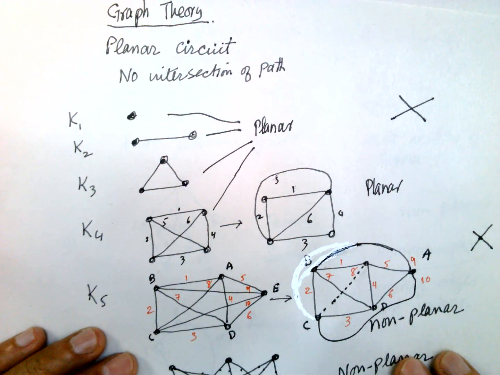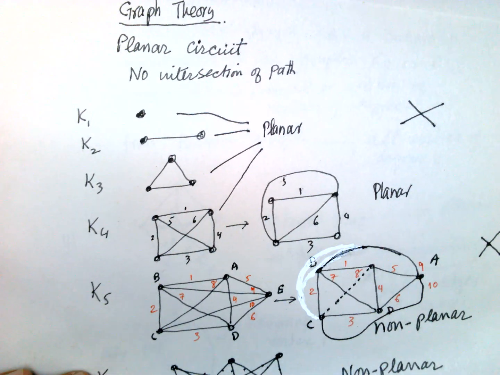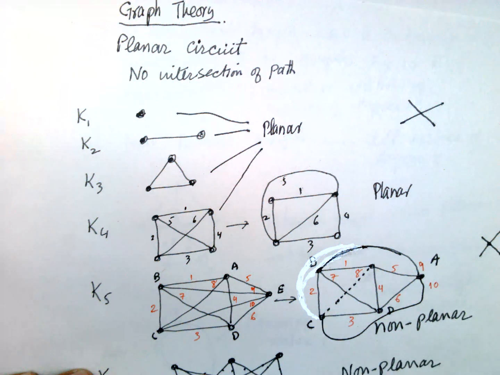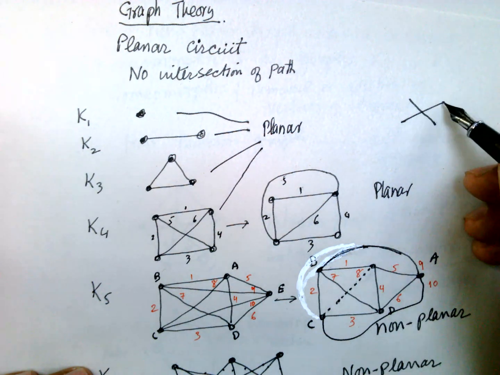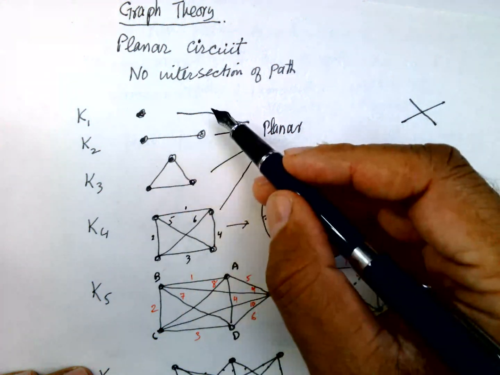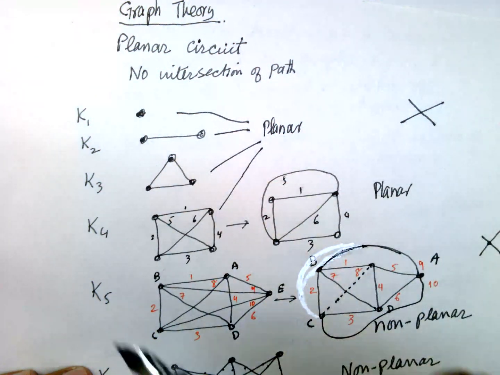Hello, graph theory. Today we are going to discuss planar circuits. Planar circuits are planar graphs, that is, graphs which have no intersection of edges. So there is no intersection of edges, and we will use different kinds of graphs.